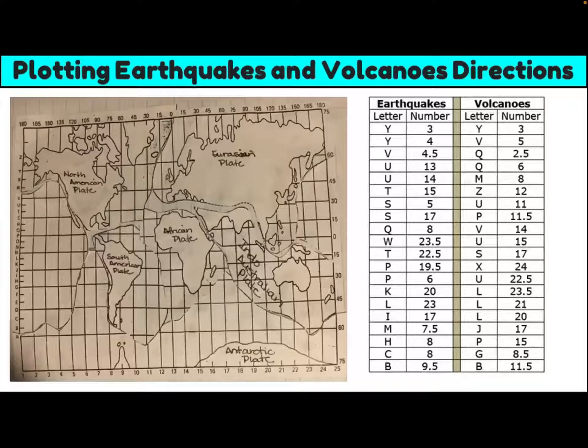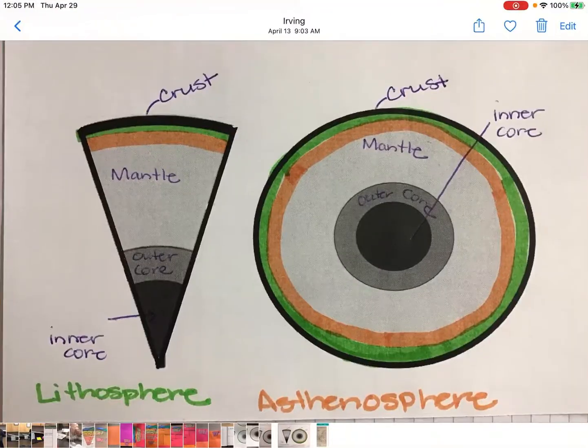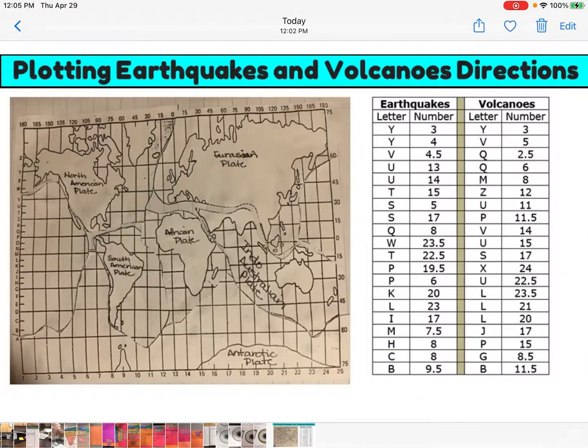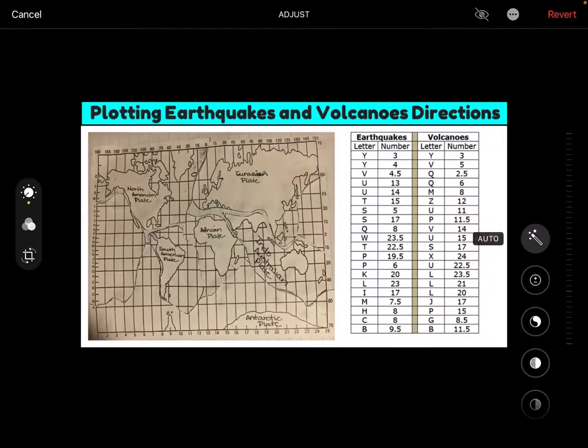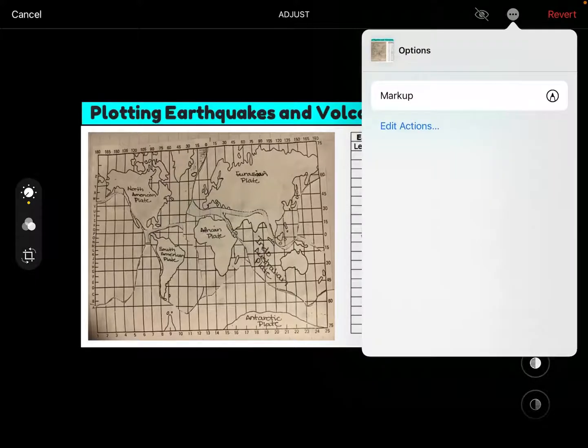Place your picture of your map that's colored on top of my black and white one, and then take a screenshot of this slide. Then we're going to open it in photos to place the earthquakes and volcanoes on the map. So, all right, there's my map in my photos. So I'm going to click edit. Then in the upper right hand corner, you'll see the gray circle with the 3 dots. We're going to click on that, and we want to select markup.